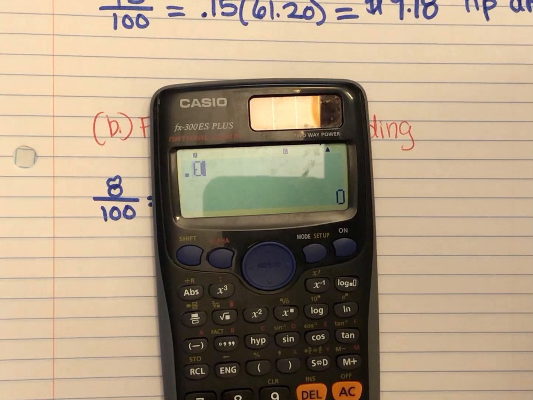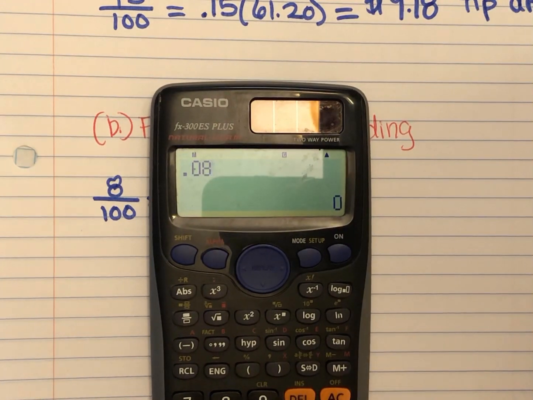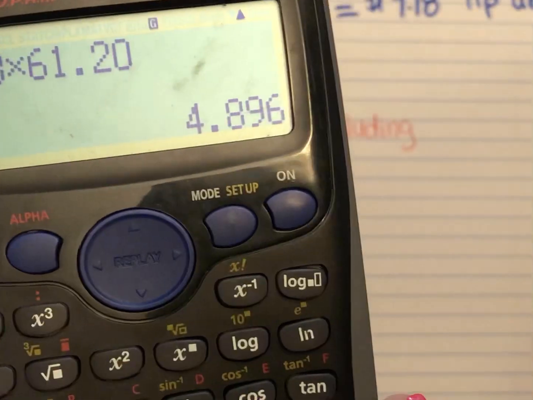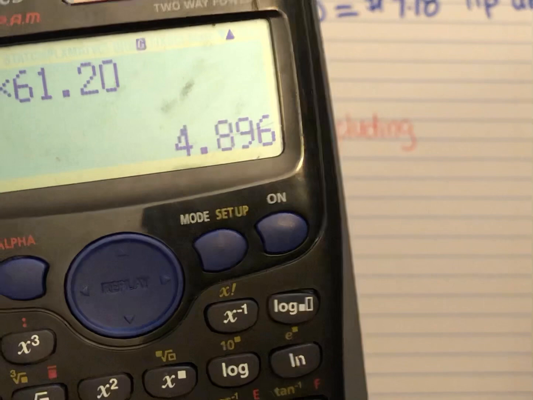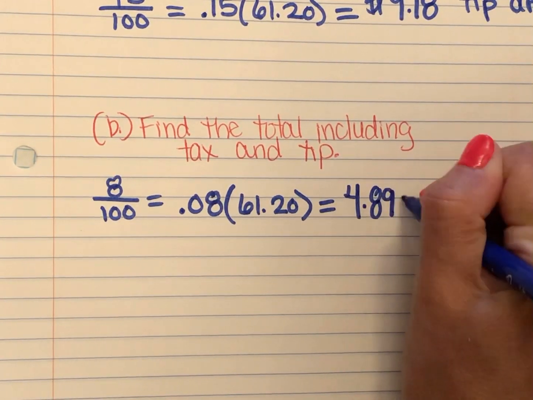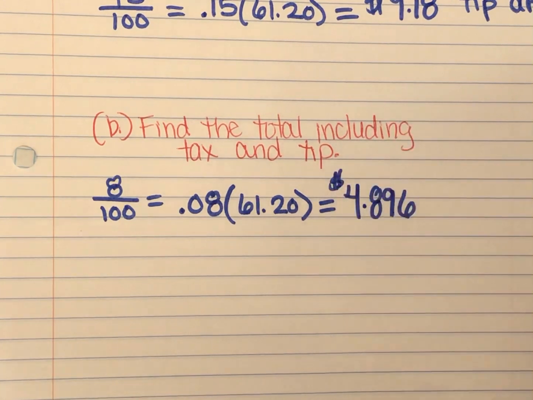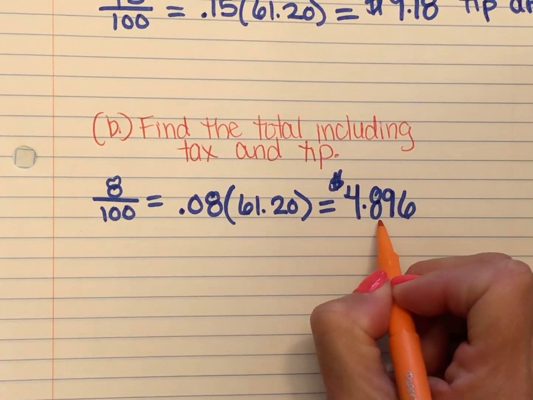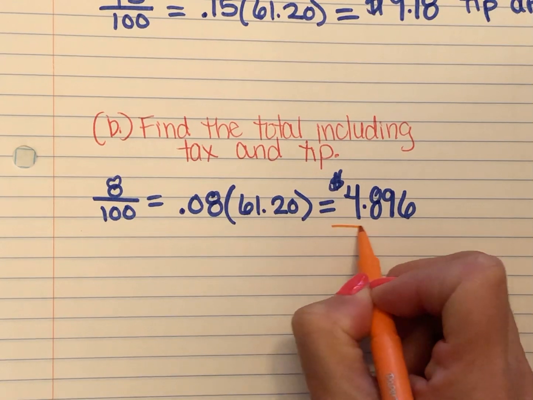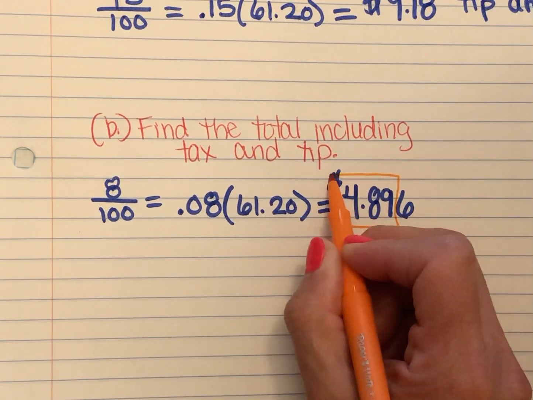We're going to get 0.08 times $61.20. So you guys might get something that looks funny like this: 4.896. Okay. Well, we're talking about dollars and cents, remember? So when you're talking about dollars and cents, we need to round to the hundredths place. So I would need these three numbers.